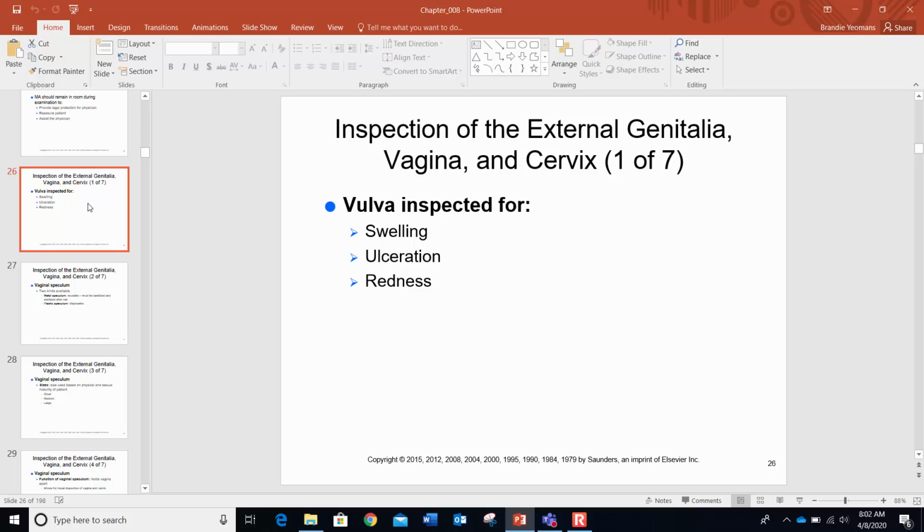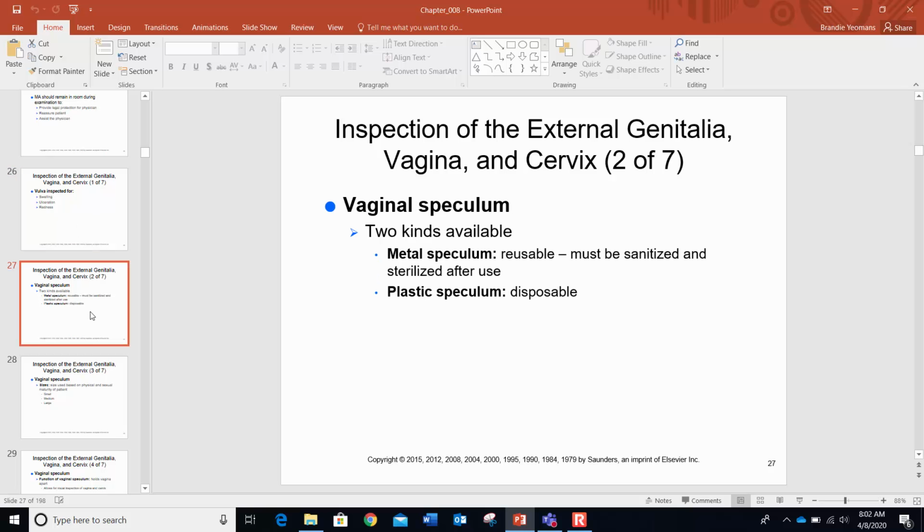Now, the inspection of the external genitalia, vagina, and cervix. Let's go into that. So the vulva is inspected for swelling, ulceration, and redness. The vaginal speculum, what we do is we insert that, but there's different types that we can use. There's a metal one, which is stainless steel. It has to be sanitized and sterilized after each use, and it typically needs to be kept in a warming drawer, meaning like a heating pad with a towel over it, and that helps to keep that metal warm versus inserting that and it being very cold to the patient.